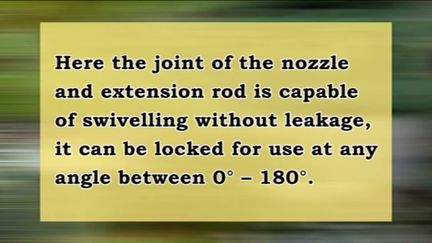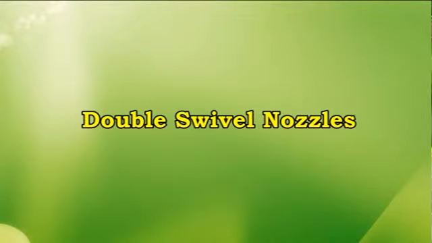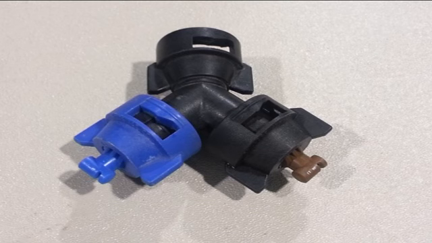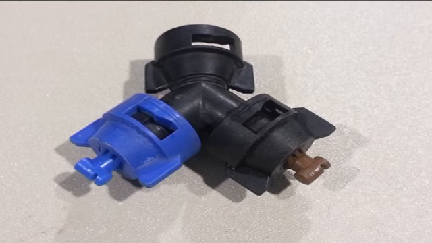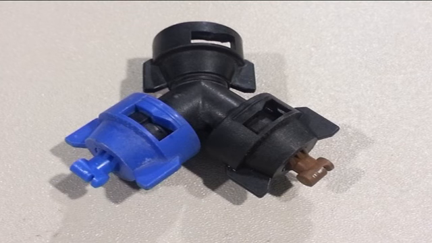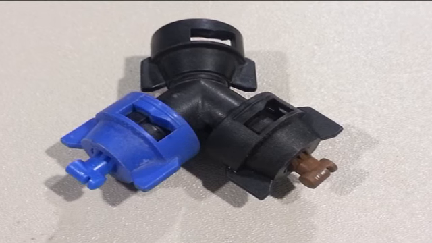Single swivel nozzles. Here, the joint of the nozzle and extension rod is capable of swiveling without leakage. It can be locked for use at any angle between 0 to 180 degrees. Double swivel nozzles. This has two swivel nozzles instead of one, capable of swiveling movement. Double fixed nozzles. Double fixed nozzles are fixed on the U-bend, which is in turn coupled with the end of the straight extension rod.